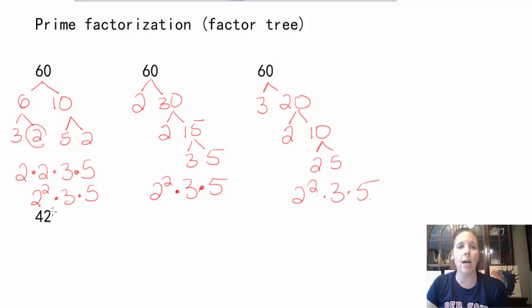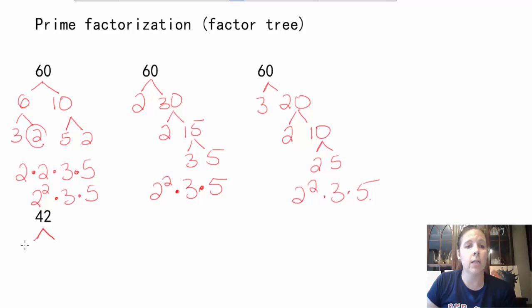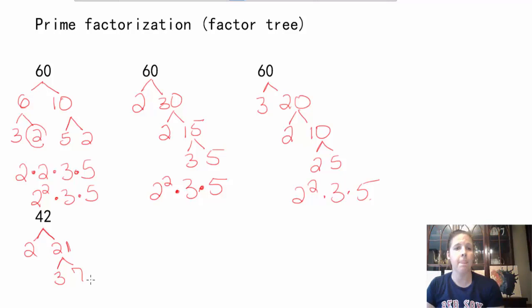Okay, so let's try this next one, 42. Again, you could do it a few different ways. Okay, we're going to do 2 and 21, but you don't have to do it that way. So 2 is prime, so we work on the 21, which is 3 and 7. Okay, so when you write it, you would do 2 times 3 times 7.